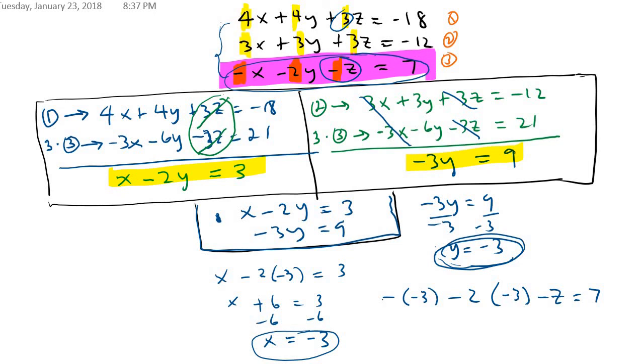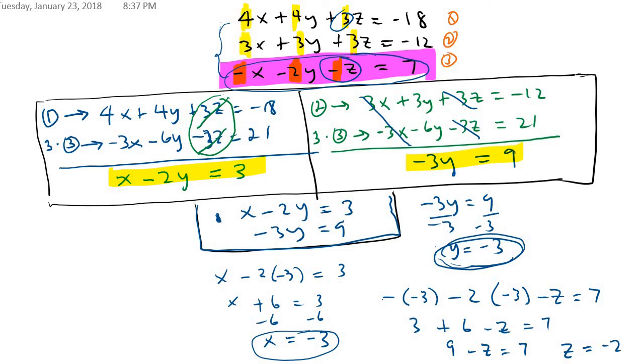All right, so now we're going to go back and just finish it off. So this will be 3 plus 6 minus z equals 7. And so this is 9 minus z equals 7, from which we get z to be 2. Because we subtract 9 from both sides, we get negative z equals negative 2, and then dividing by negative 1, z will be 2. So we are basically done.